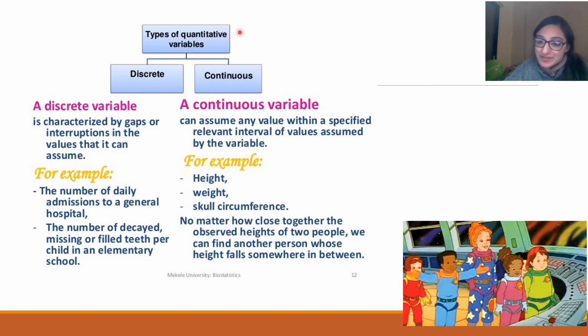But we have these types of quantitative variables, discrete and continuous. A discrete variable is characterized by gaps or interruptions in the values that it can assume. Between one cat and two cats, it's one cat, two cats, three cats, four cats, right? We don't have 1.15 cats or 1.3 cats or 2.9 cats. We only have 1, 2, 3, 4 on the number line.